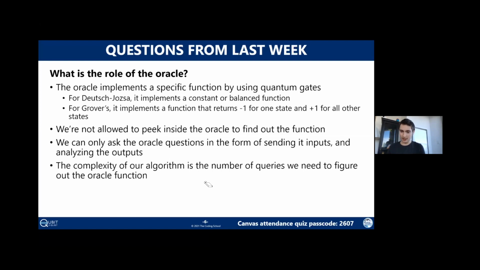Okay, so I am going to hold off on these questions about defining more general oracles. Somebody asks, why does an oracle have only 2 outputs, like in Deutsch-Jozsa, constant or balanced, and -1 or +1 in Grover's? Yeah, good question.